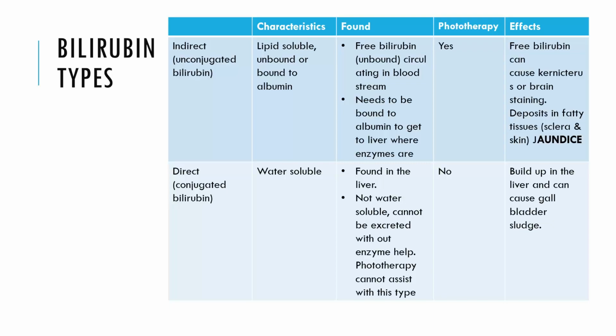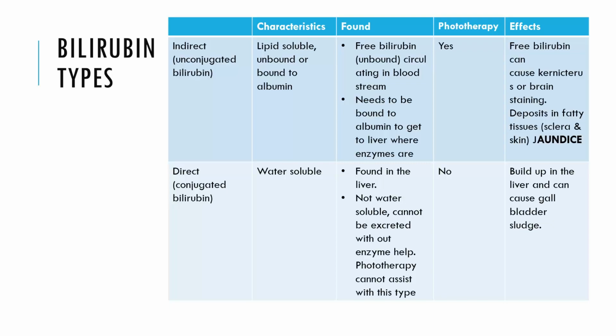And then bound bilirubin to albumin is how it gets to the liver, where the enzymes conjugate it, so the body can get rid of it. Phototherapy does help in getting rid of this unconjugated hyperbilirubin or unconjugated bilirubin. And then just again, the free bilirubin can cause effects to the brain, as we have already talked about.